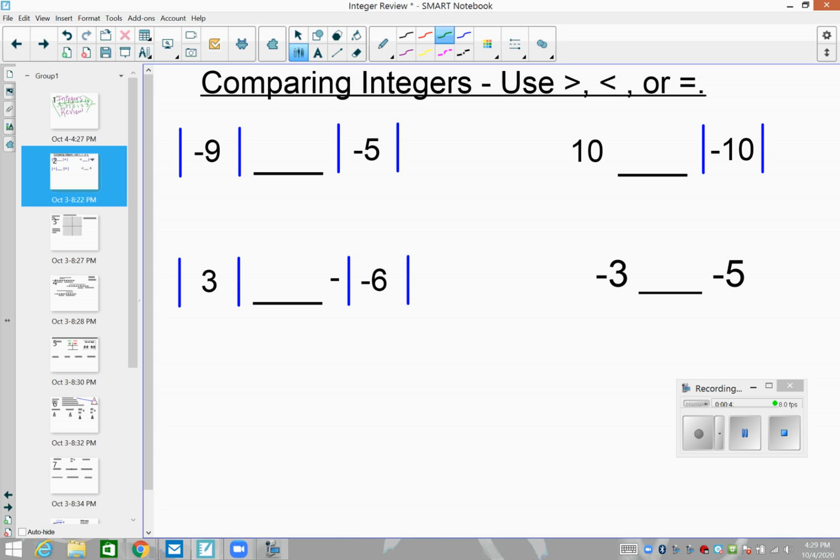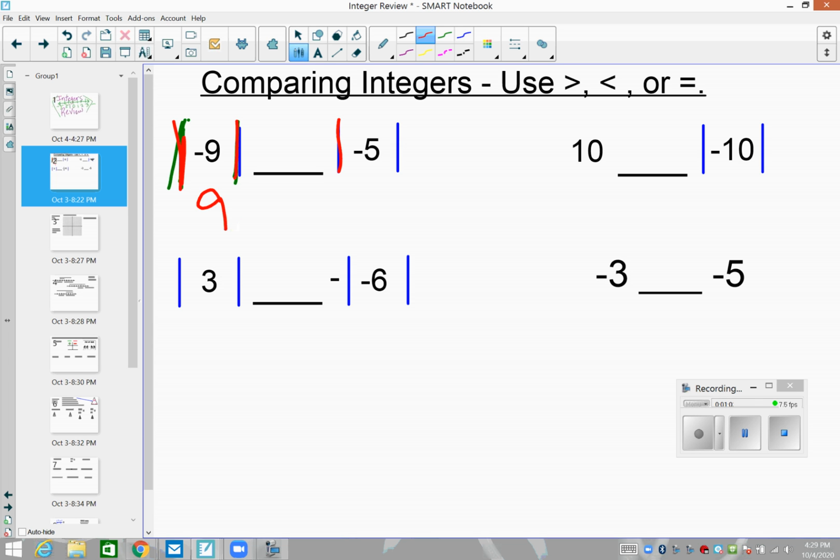So we're going to start with comparing alligator mouth problems. So this we already did earlier. This was our first unit. So just a quick review on that. Reminder that these bars mean absolute value. We learned that in the first unit. So it just means how far away are we from 0? So absolute value of -9 would be +9.